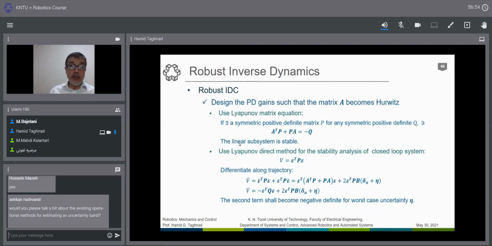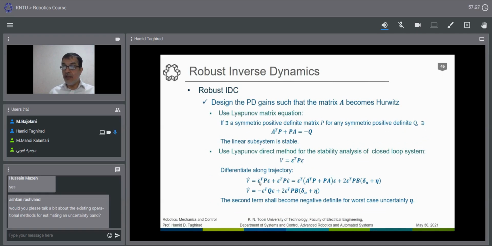How do we do the nonlinear part? We go with the Lyapunov method, and we design the Lyapunov function based on the error of the system, epsilon transpose P epsilon. P comes from the linear part here, and then we put it here. Consider that we have a positive definite value for the Lyapunov candidate, and then we differentiate it with respect to time or along the trajectory.